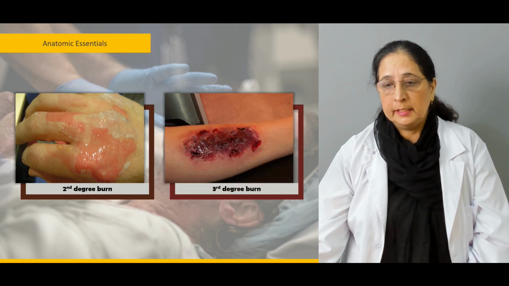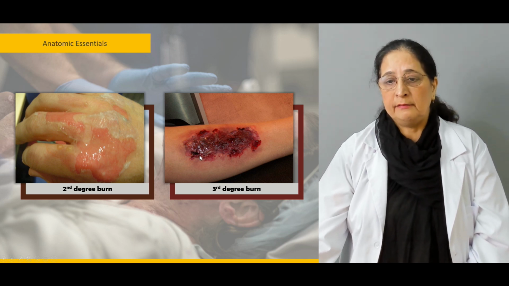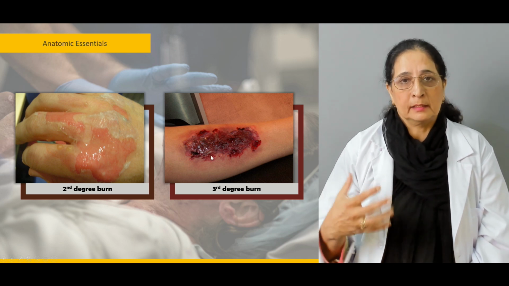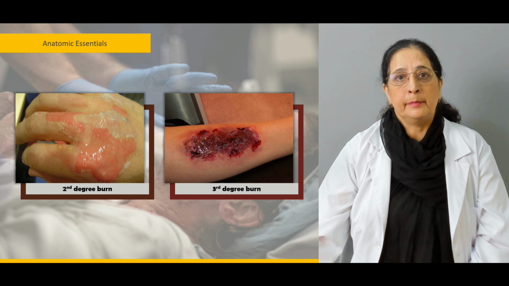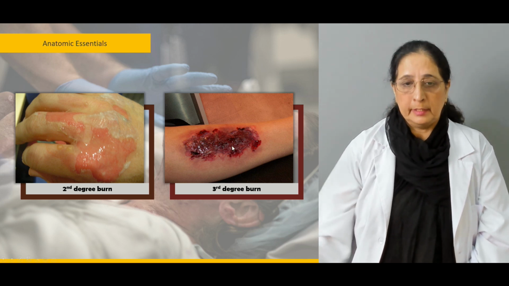This is the third degree burn. You can see more blackish, brownish discoloration, and then we have a deep, more serious or more severe presentation of the burn. That's the third degree burn.